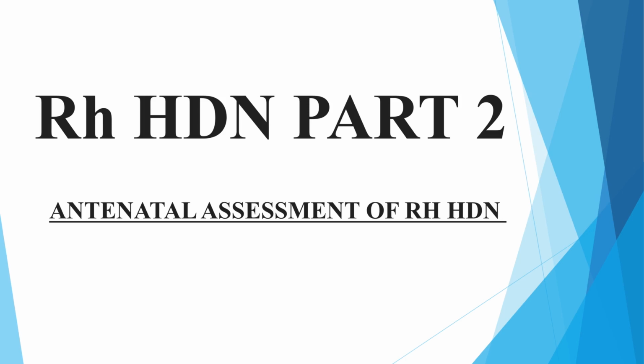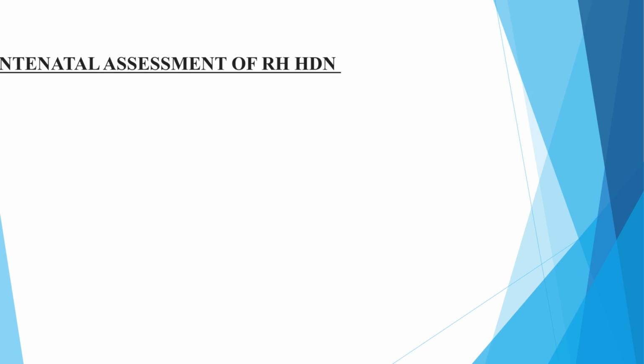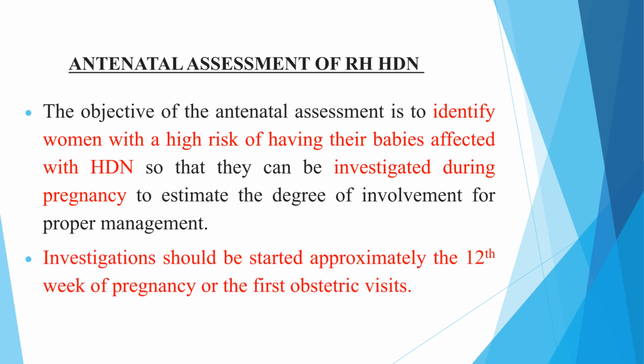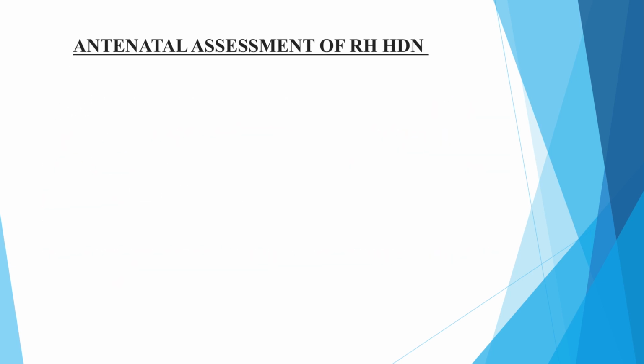Antenatal assessment of Rh-HDN. The objective of the antenatal assessment is to identify women with a high risk of having their babies affected with HDN so that they can be investigated during pregnancy to estimate the degree of involvement for proper management. Investigations should be started approximately at the 12th week of pregnancy or the first obstetric visit.